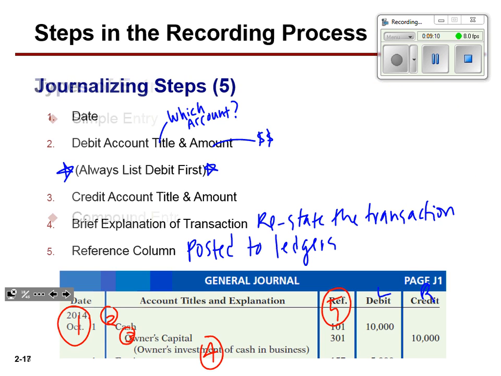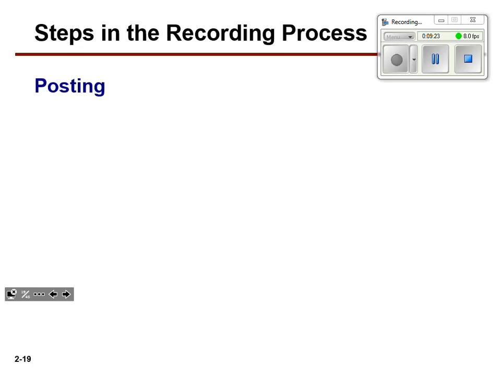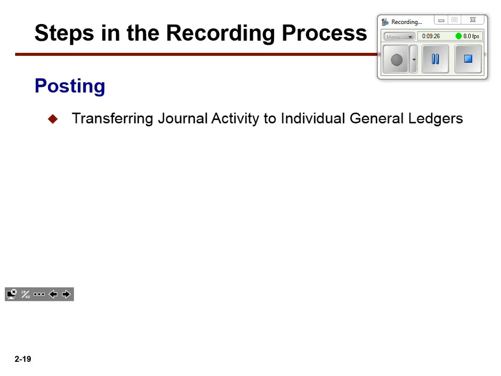Okay, so now we've journalized in this crazy long journal that's kind of unorganized looking. We are going to then post or transfer or move what we did in the journal to the ledger. Posting is simply transferring or moving what you did in the journal to the individual ledgers. That's where the pluses and minuses will make more sense.